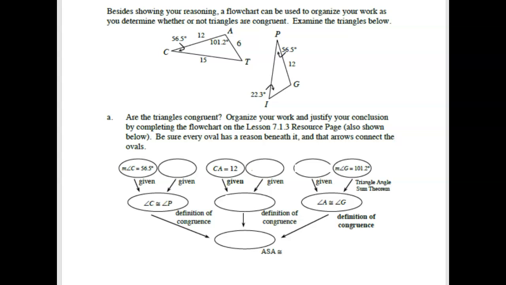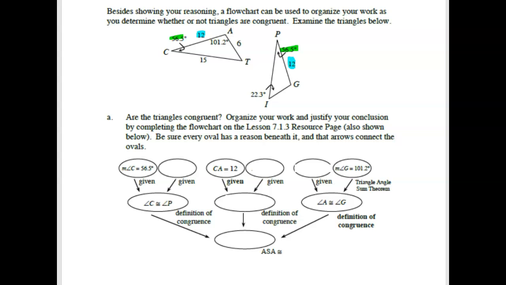Okay, so hopefully you have it all copied down. So let's start with this information. Why are they congruent? Before I even look at my triangle congruence, I'm looking to see what I have in common. I see that I have an angle of 56.5 and another angle of 56.5 in common with each other. I see that I have a 12 right here, and I have a 12 right there.